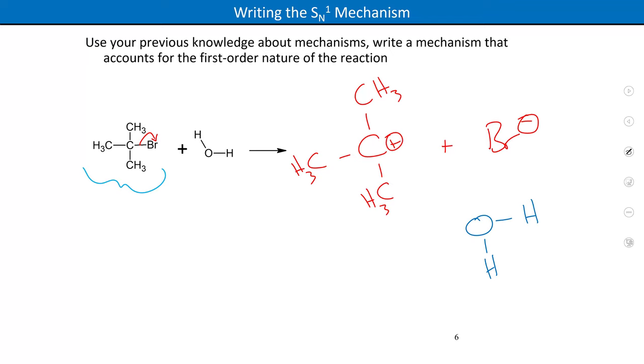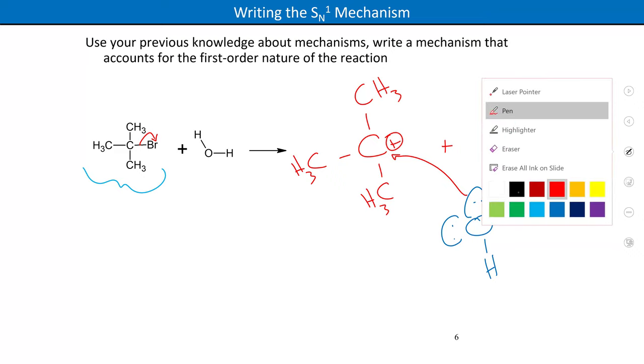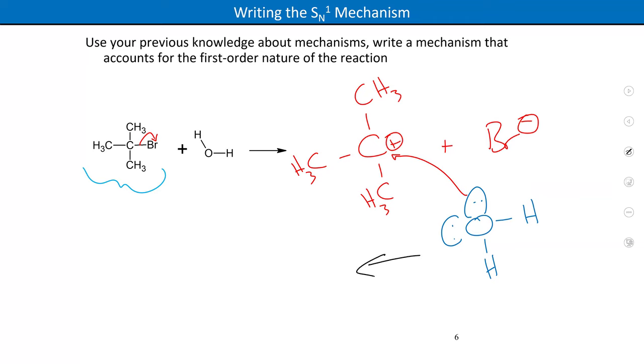But what's going to happen if you've got a carbocation and an oxygen with lone pairs? The lone pairs can go through a nucleophilic attack. There's a partial negative on this oxygen that's going to be attracted to the positive charge on the carbon. And a neutral and a positive makes this molecule still have a positive charge, except it's not going to be on carbon anymore, because now we've got an oxygen with three bonds.